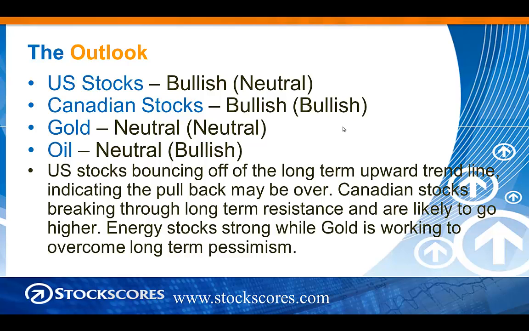U.S. stocks are bouncing off of the long-term upward trend line, indicating the pullback may be over. Canadian stocks breaking through long-term resistance and are likely to go higher. Energy stocks strong, while gold is working to overcome long-term pessimism.